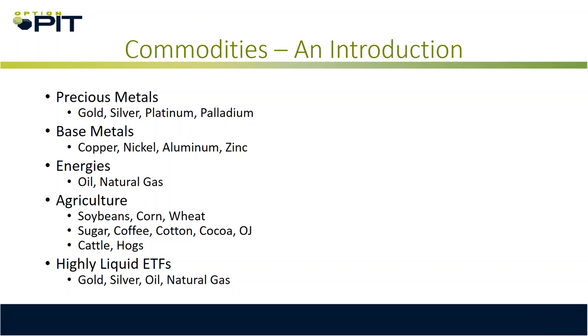Continuing on, we've got agricultural: soybeans, corn, and wheat, your normal grains and oilseeds. You've got sugar, coffee, cotton, cocoa, and orange juice. Those are your soft commodities, generally speaking. And then you've got cattle and hogs. All of these have very good option markets in general, but it's all off of the futures. And finally, we've got very liquid ETFs for gold, silver, oil, and natural gas. And that's part of the reason we're really focusing on gold here, because of these liquid ETFs and that ability to access a very big, very exciting market.